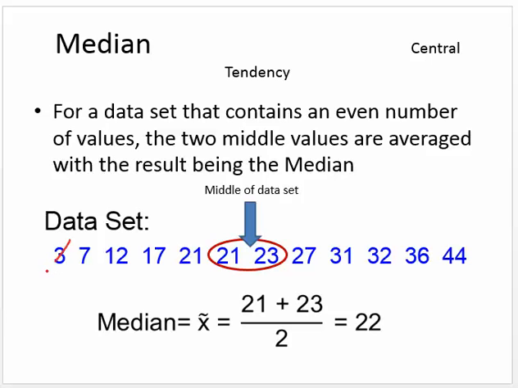Well, how about times when you cross them all off, and when you get to the middle, you've got two of them, 21 and 23. Well, we take the average. You just add the two numbers and divide by 2. So in this case, they've taken the median, which is x tilde, 21 plus 23, the two numbers in the middle, divided by 2, and you get 22.